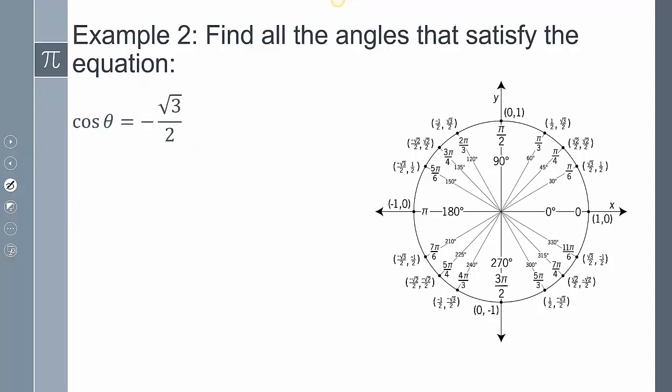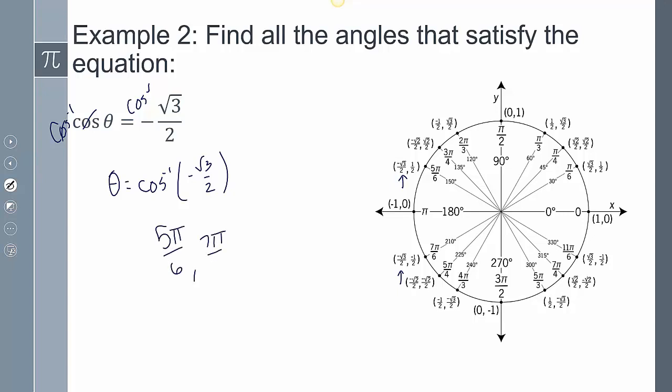Cosine of theta equals negative root 3 over 2. So if I take the cosine inverse to both sides, theta is going to equal cosine inverse of negative radical 3 over 2. And so here it's saying what angle is my cosine going to be negative radical 3 over 2. And so that's going to be here, and that's going to be here, because my cosines are my x values, and so that's going to be 5 pi over 6 and 7 pi over 6.